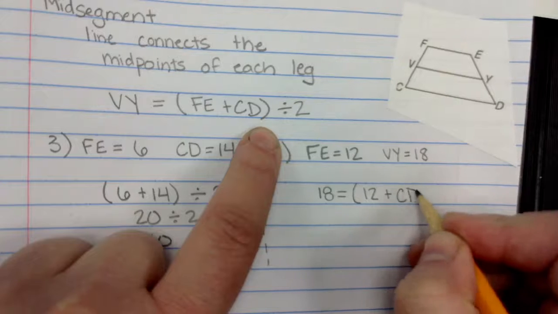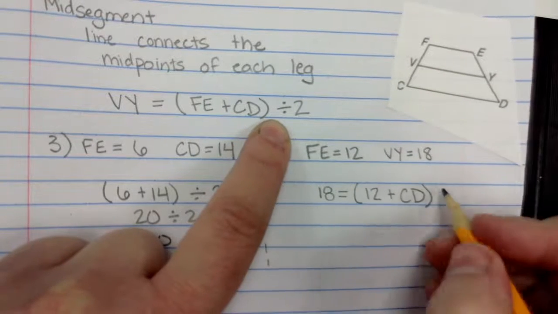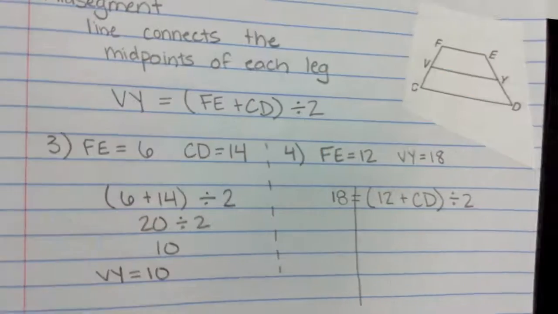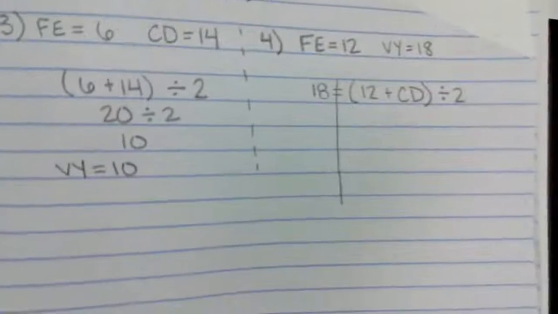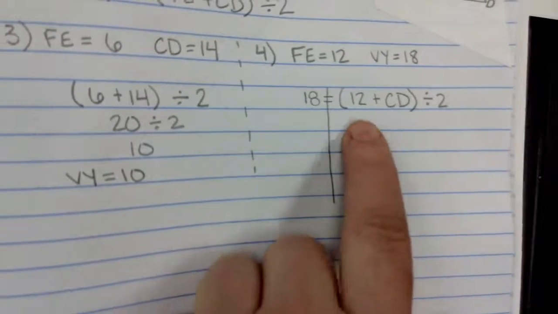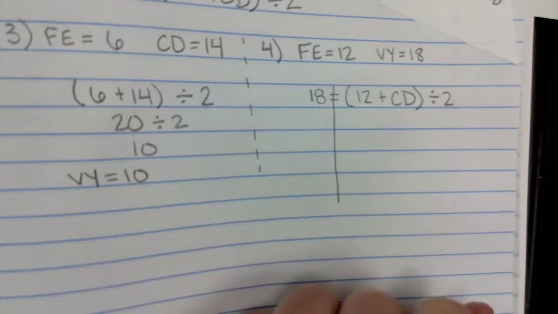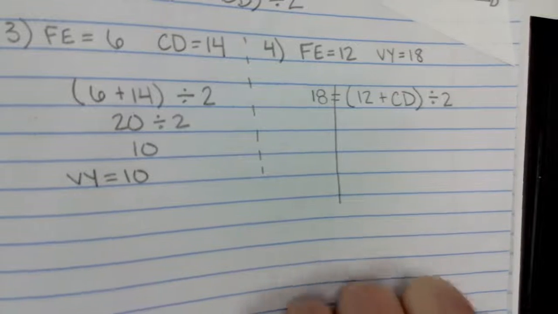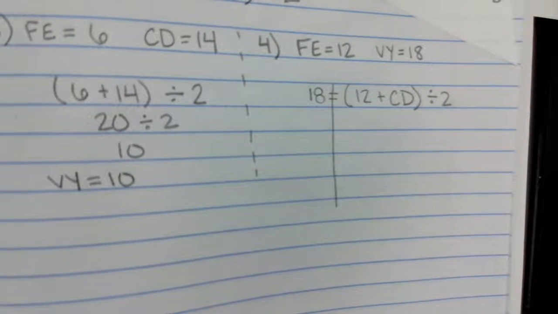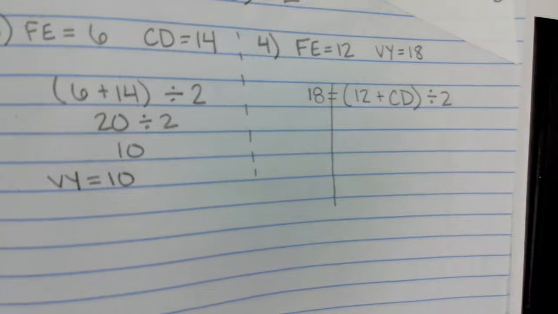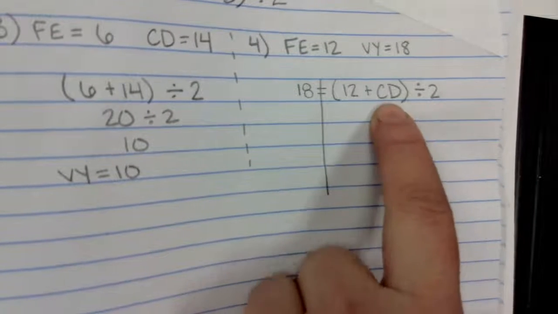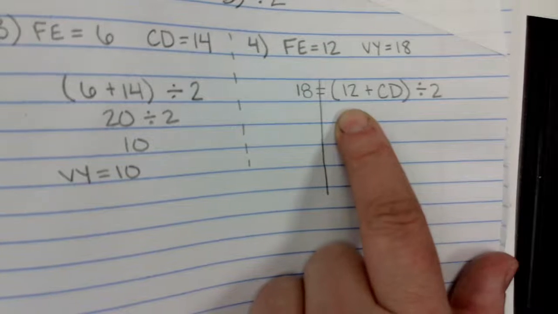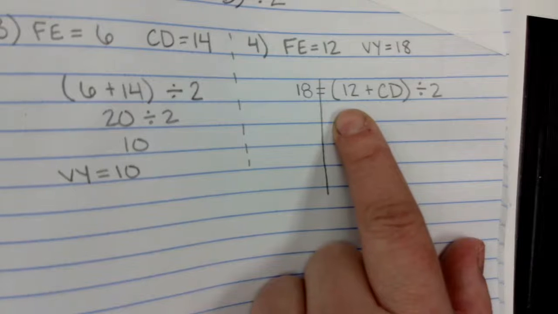Now, if I want to get CD by itself, are we going to undo the 12 first or undo the dividing by 2? Normally we would undo adding first, but who is like the best friend of the CD? Is the 12 the best friend or the 2 of the CD? There you go. Thanks. So we have to get rid of the things on the outside of the parentheses first. So how do we undo a dividing by 2? Multiply by 2.